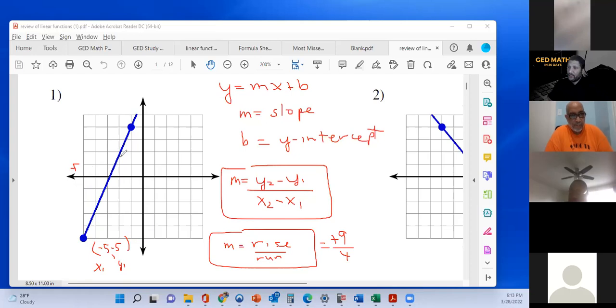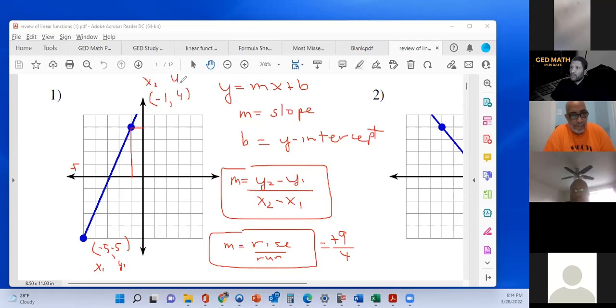For our second point, what is our ordered pair? What's my x? No, -1. Remember, your x is always first. And then my y is what? Positive 4. So this is my x2.